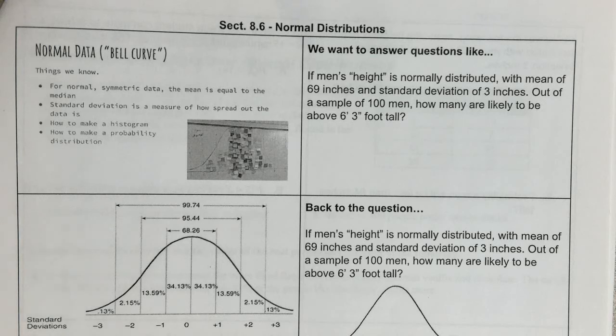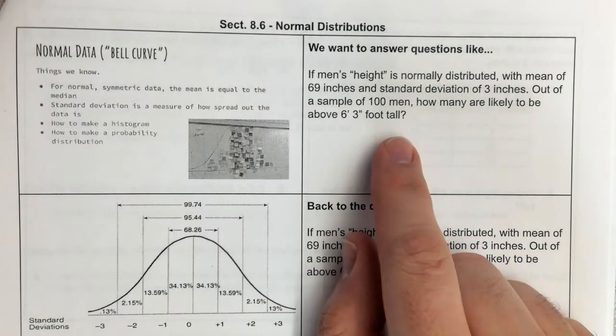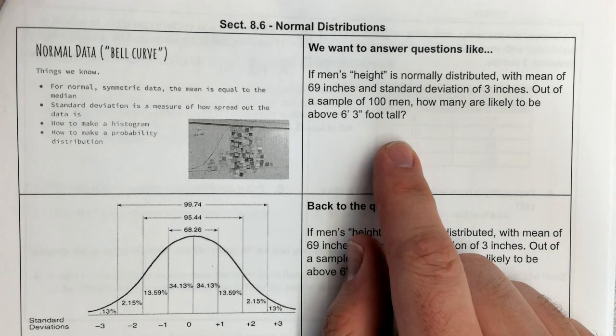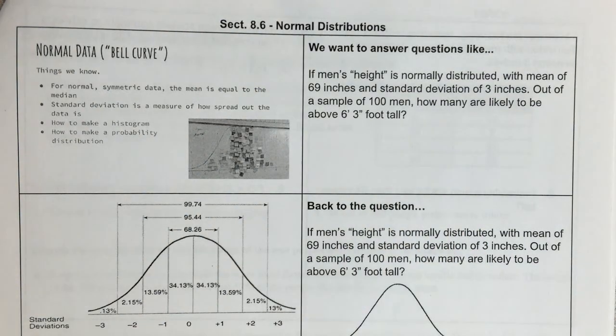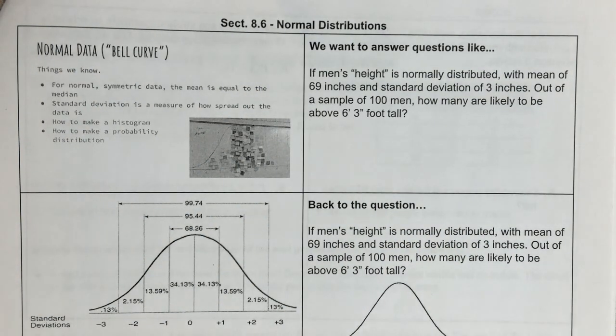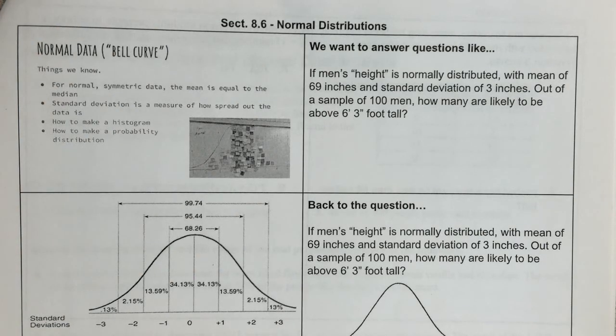So today we want to answer questions like this. If men's height is normally distributed with a mean of 69 inches and a standard deviation of 3 inches, out of a sample of 100 men, how many are likely to be above 6'3" tall? And that should not say foot tall. So that's the kind of question we want to answer.